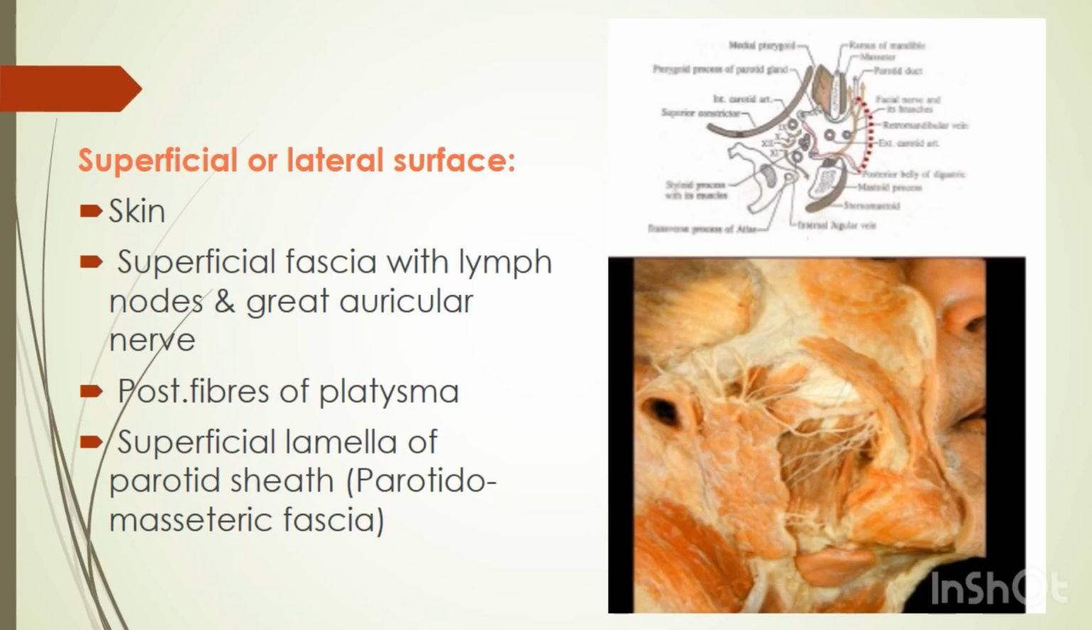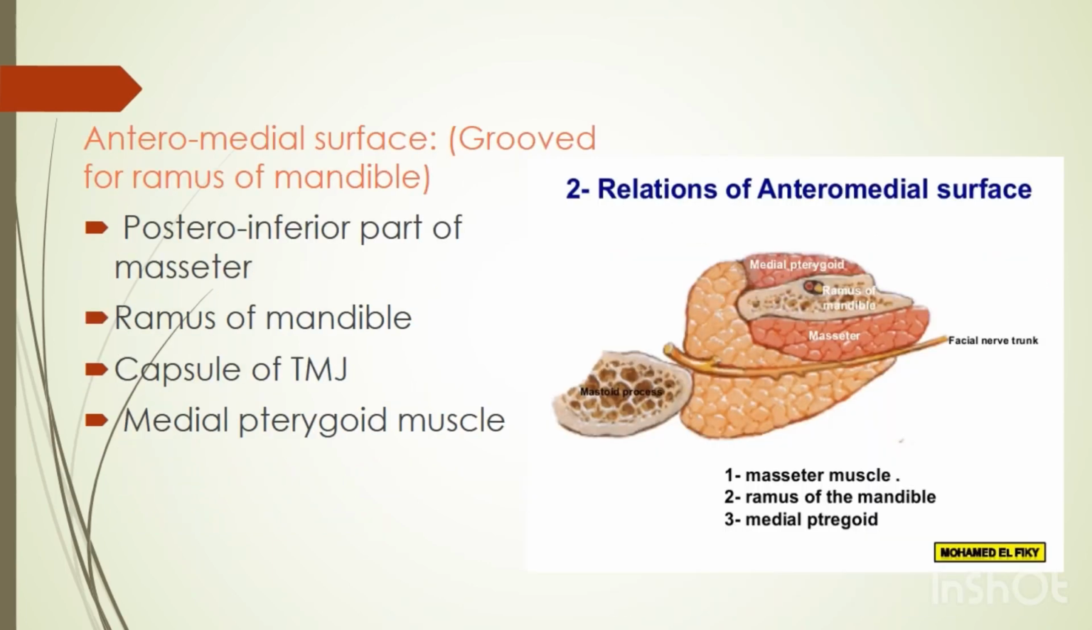The relations of superficial surface are very easy. It is the skin, the superficial fascia with lymph nodes and great auricular nerve, and posterior fibers of platysma, superficial lamella of parotid sheath. That is the parotidomasseteric fascia.